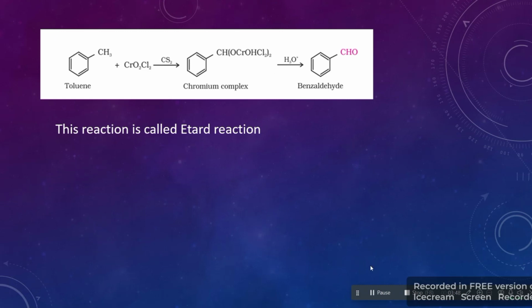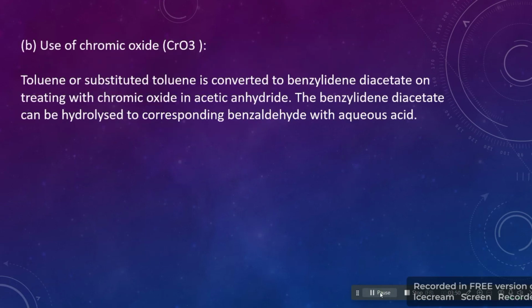Okay, here is another method, use of chromic oxide. Toluene or substituted toluene is converted to benzylidene diacetate on treating with chromic oxide in acetic anhydride. The benzylidene diacetate can be hydrolyzed to the corresponding benzaldehyde with aqueous acid. Here is the reaction.